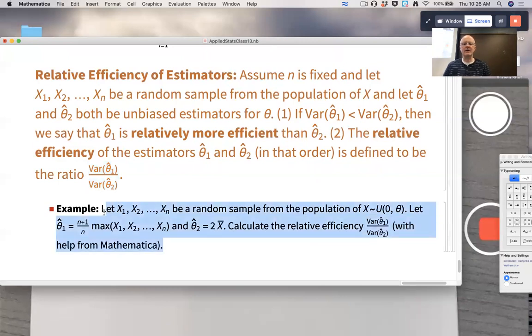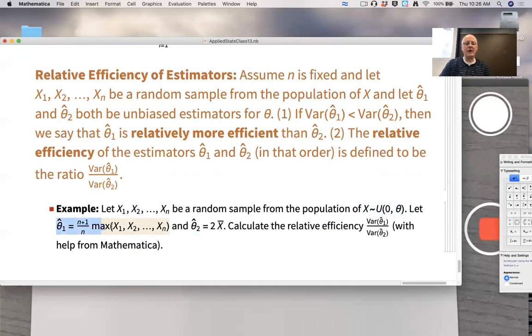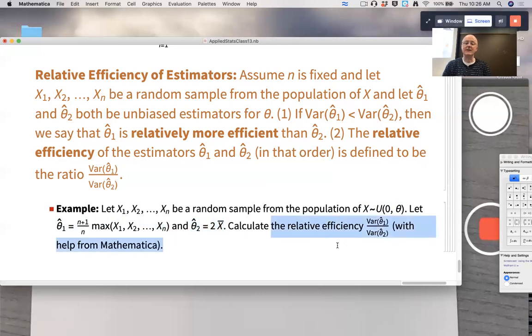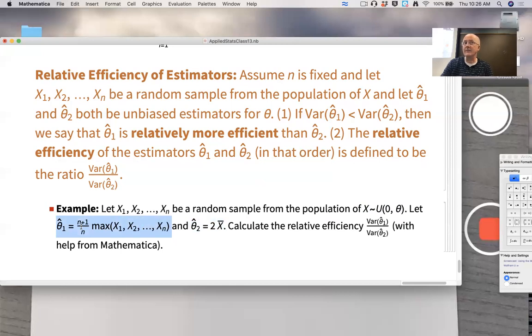Let x1 through xn be a random sample from a uniform distribution on the interval from 0 to theta. Let theta 1 hat be n plus 1 over n times the maximum, and theta 2 hat be 2 times x bar. Let's calculate the relative efficiency. If it's close to 0 for fixed n, that means this is really a better estimate. If it's close to 0 for all n, it doesn't matter what the sample size is. That means theta 1 hat is going to be, in general, better than theta 2 hat.